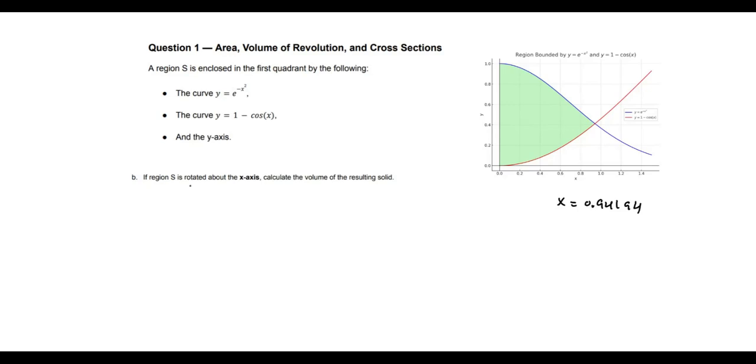Part B says, if region S is rotated about the x-axis, calculate the volume of the resulting solid. Well, this is going to be a solid of revolution question, so that means you need to know the disk method, the washer method, or perhaps the shell method. So if we come over here, let's find the x-axis and draw a little arrow to indicate we are rotating it around there. And then let's draw a rectangle bounded by the two functions here in the shaded region. We're going to call the width of this rectangle here delta x.